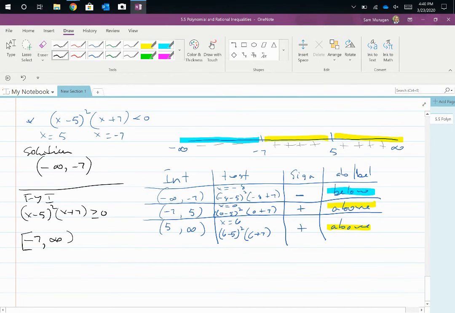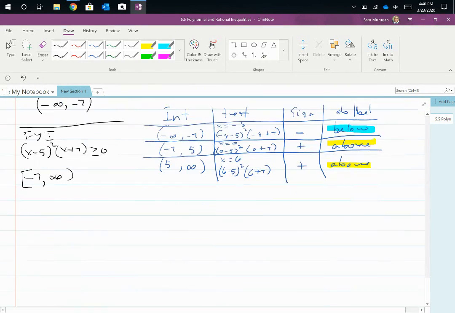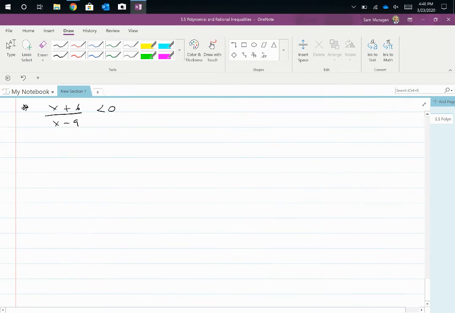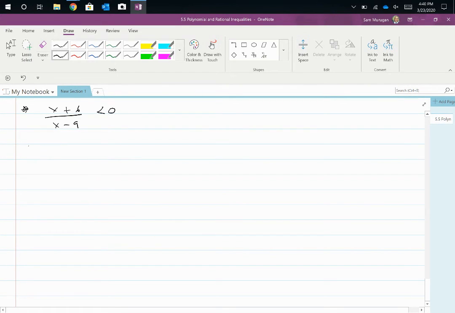Now, this gets a little hairy if we have to consider a rational inequality. But the process is pretty much the same. Let's say we've got x plus 6 over x minus 9 less than 0. So we know there's an x-intercept where the graph crosses at x is equal to -6, and then x cannot equal 9. So both of these points have to be on the number line when we're making up that number line. From negative infinity to positive infinity, we'd have something at -6 and something at 9.